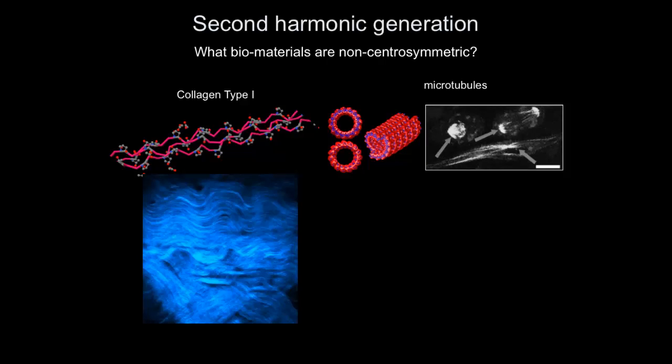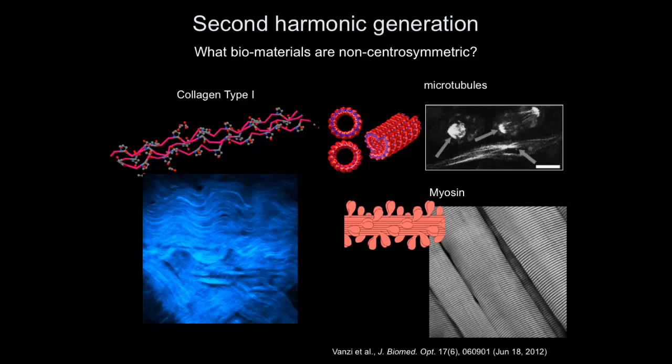Microtubules also have a non-centrosymmetric arrangement. The microtubule monomers are arranged in a kind of chiral structure here. So there's a very strong chiral contribution that is non-centrosymmetric. And so you can see microtubules in second harmonic generation microscopy in cells. Another example is myosin. Here it is.